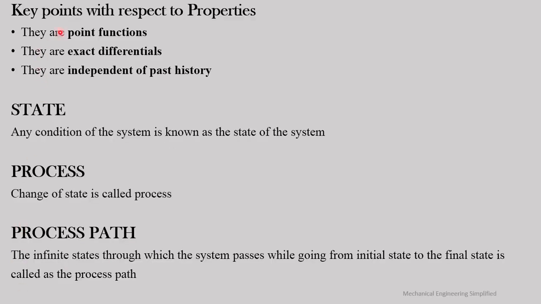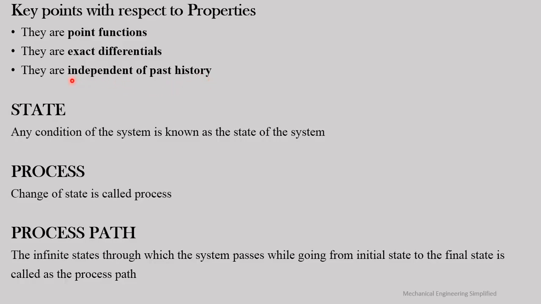Then we have some key points with respect to properties. What are those? They are point functions. Point functions mean they just depend upon the final position and the initial position, or the final point and the initial point. They are not influenced by the path we consider while going from the initial position to the final position. They are exact differentials, meaning their change is the difference of their values at the final position and the initial position. And they are independent of past history.